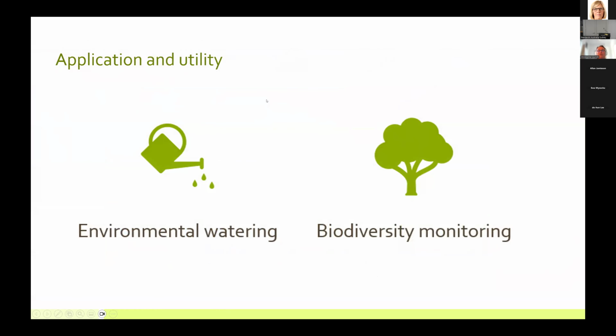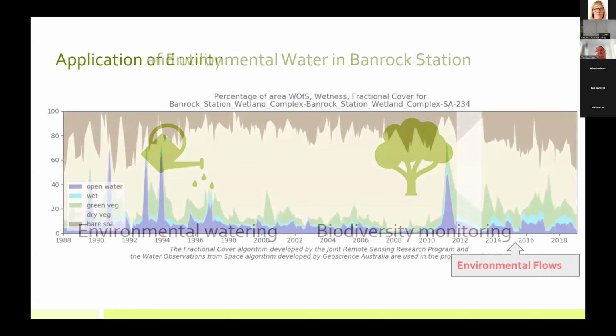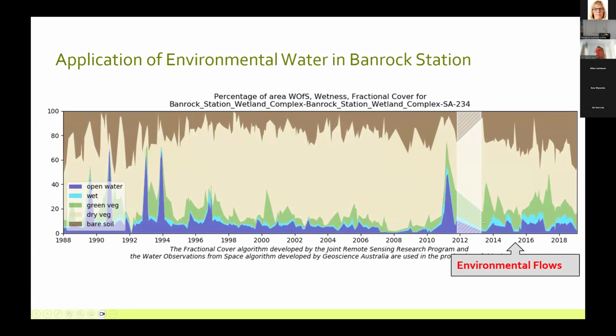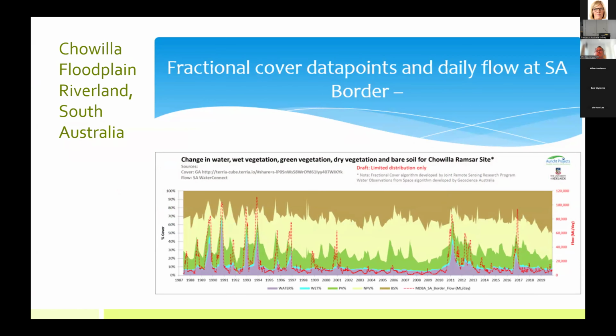Now, we mentioned the application and utility. So just looking at that now, we've got, as I mentioned, two examples, one looking at environmental watering and one looking at biodiversity. And firstly, in the environmental watering, through this process here, it's possible to pick up that there wasn't any increase to overbank flows and open water, but we've got an increase in green vegetation that was in part due to an environmental watering. That's in the Riverland of South Australia at a Ramsar site called Banrock. We've got further upstream from there in the Riverland the Chaffey Ramsar site.